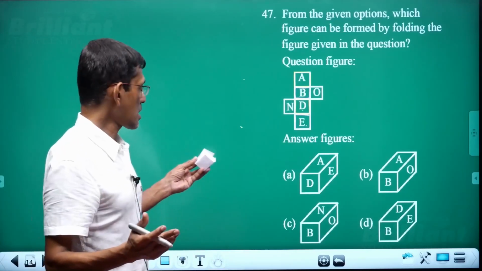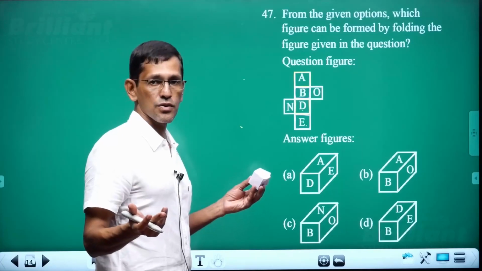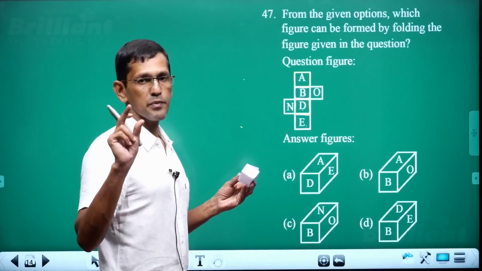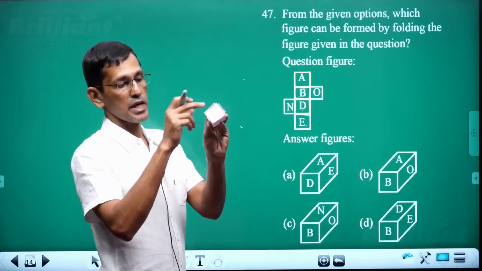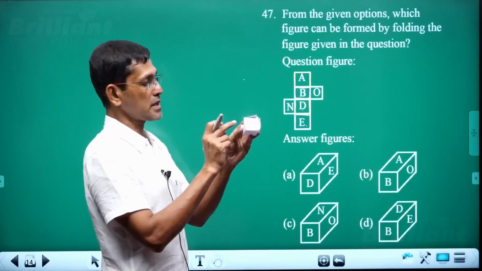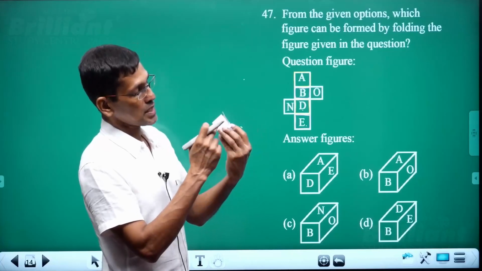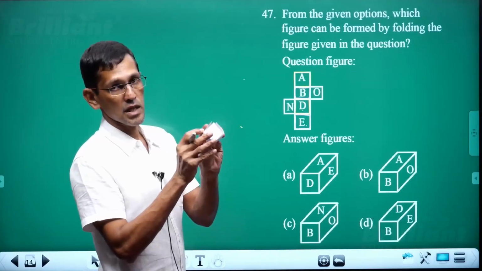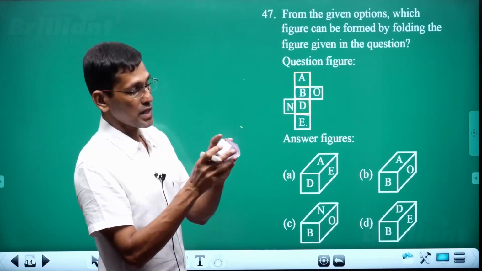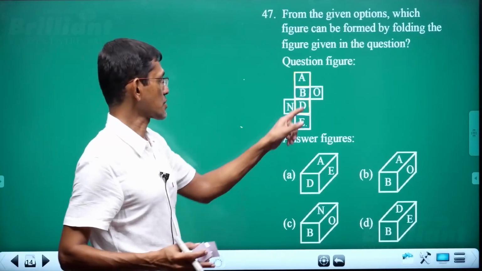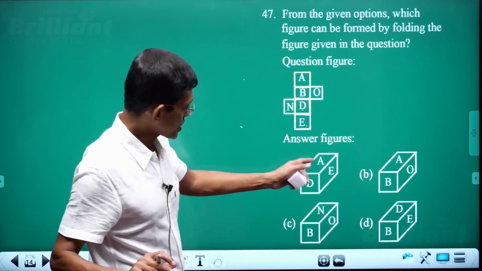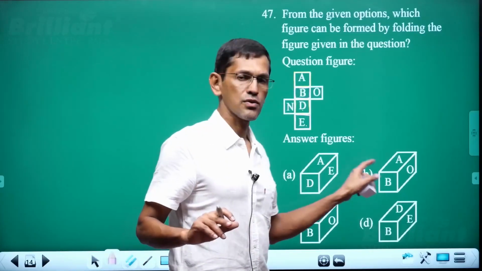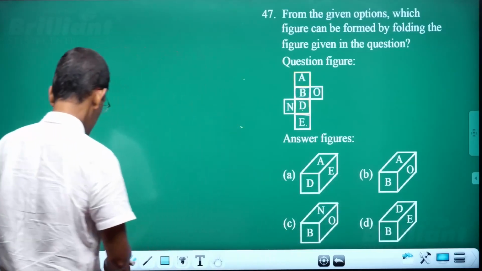Now what is left out is N and O. So we have three pairs of opposite faces: A is opposite to D, then B and E are opposite, and the third pair of opposite faces is O and N. So this is exactly the logic we are going to use here. Look at that.